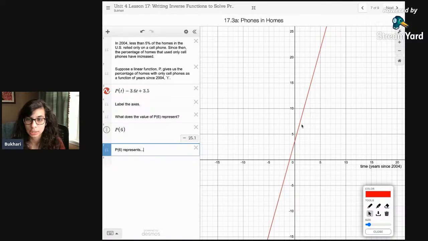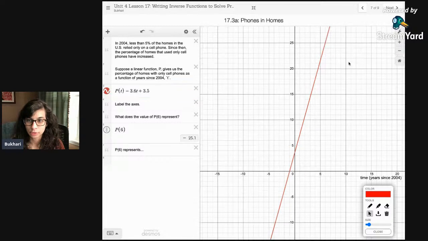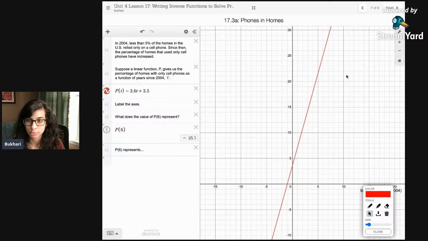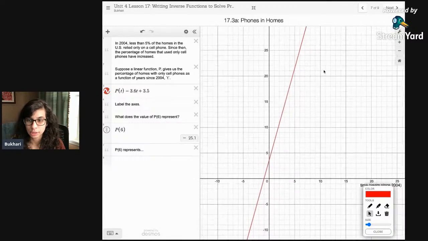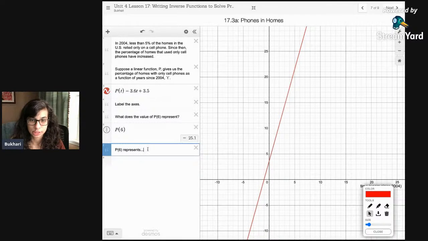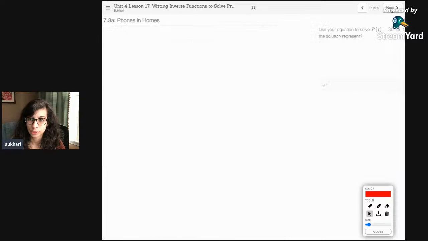Remember, you're looking in context, and you can always manipulate the graph to see what is happening when my input is 6. What is my output value, right? And if you need to drag up the graph a little bit more, or you need to zoom in or anything, feel free to do that. But don't forget to answer this question as well.